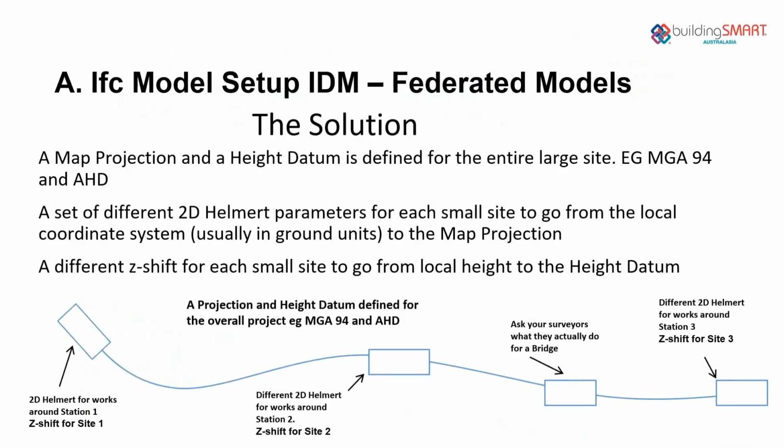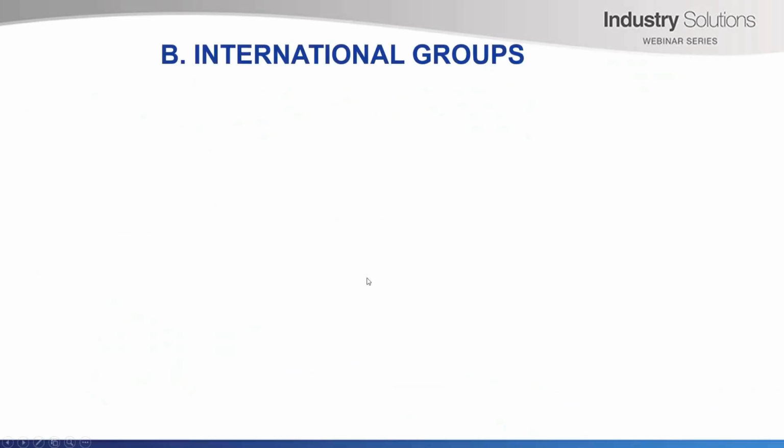And so the idea is that for each small site, you have its own special Helmert and Z shift to bring it into our consolidated FGA coordinates. If that's all set up properly, in the future you should be able to bring this data together and not get all your problems when architectural packages just can't work on large areas and in FGA coordinates. So that's one thing that the IFC people have been looking at.